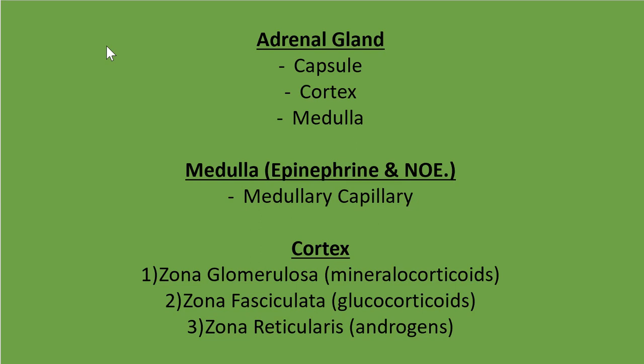So, in the cortex, we're going to have three regions, right? The zona glomerulosa, which is where we're going to get mineralocorticoids. Now, the main form of this is usually aldosterone. Now, aldosterone is going to be used to reabsorb sodium and secrete potassium in the kidneys or in the urine. You're going to reabsorb the sodium back into the body, and you're going to secrete the potassium out.